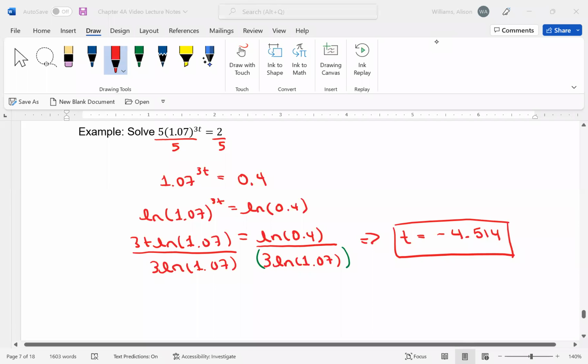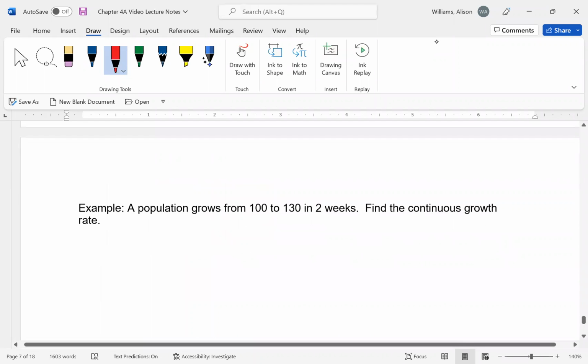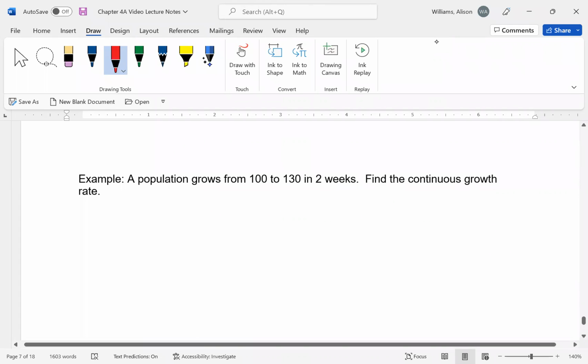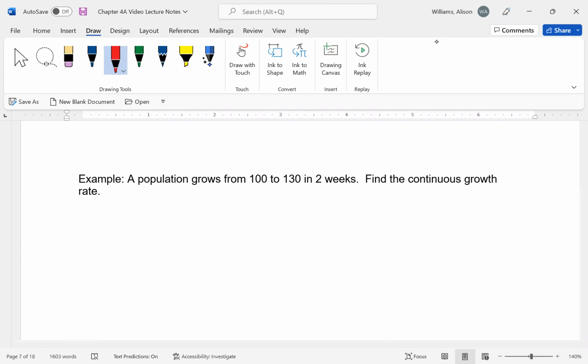Okay, so now let's look at some examples where we're going to build on what we've talked about previously. So let's say a population grows from 100 to 130 in 2 weeks. Find the continuous growth rate. So this saying continuous growth rate is implying that we want to use the E equation we talked about previously.